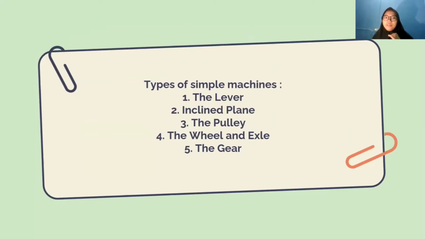First, I will explain the types of simple machines. We can divide simple machines based on these types. First is the lever. The second one is the inclined plane. The third one is the pulley. The fourth one is the wheel and axle. The fifth one is the gear.